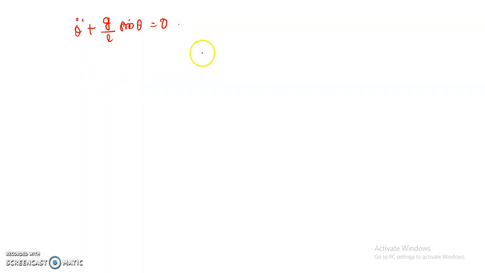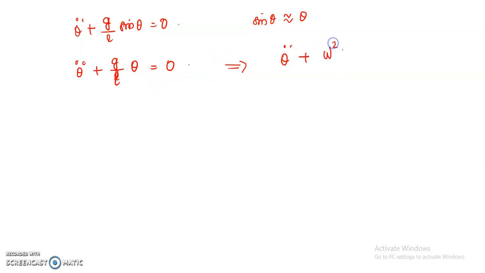For small amplitude oscillations, that is when theta is small, sin theta is approximately equal to theta. So the equation of motion now takes the form theta double dot plus g by L theta equal to 0. This represents a simple harmonic motion and it is similar to theta double dot plus omega square theta equal to 0. So we can relate these two terms as omega square equal to g by L.